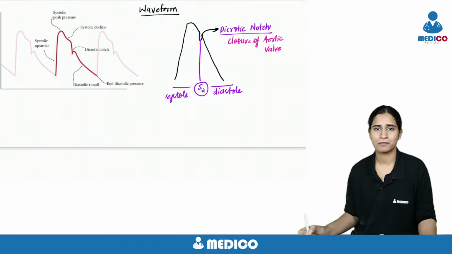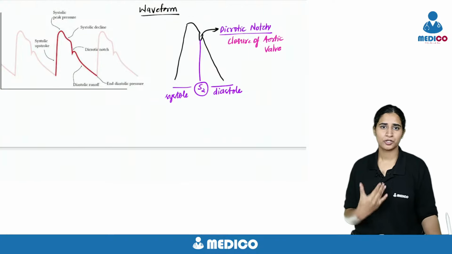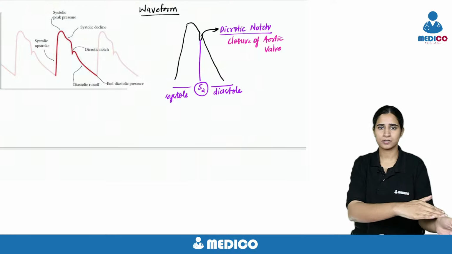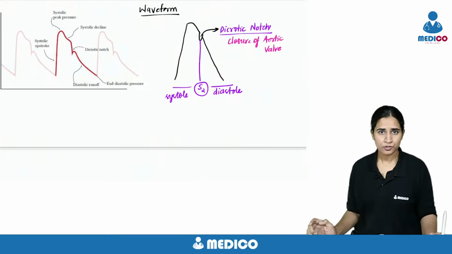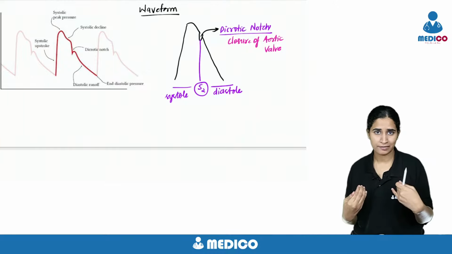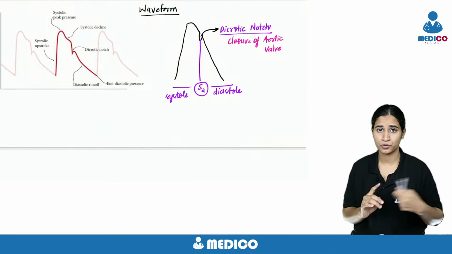It's very simple. What is pulse? Because of the LV contraction, you get a waveform in the arteries and that is what you see as pulse. So S2 is because of the closure of the aortic and pulmonary valves. So pulse is because of the left side. So it's the aortic valve. Very simple. You don't need to be confused in the exam.